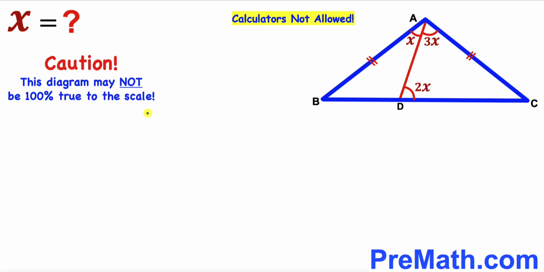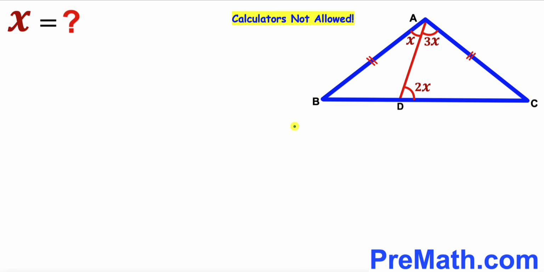And please keep in mind that this figure may not be 100% true to the scale. Let's go ahead and get started, and let's focus once again on this blue triangle ABC. We know this angle is x, this angle is 2 times x, and finally this angle is 3 times x. And here's our very first step. Let's focus on this triangle ABD. And now let's make an observation. We can see this angle is x, whereas this angle is 2 times x.